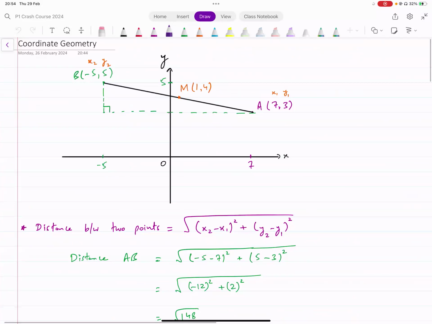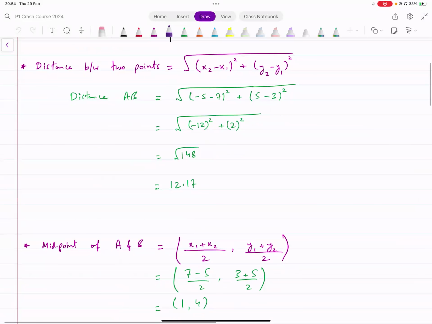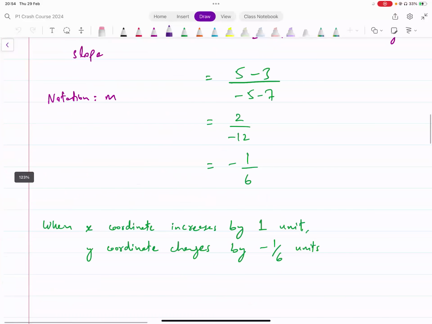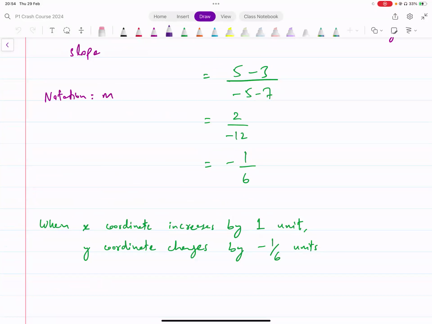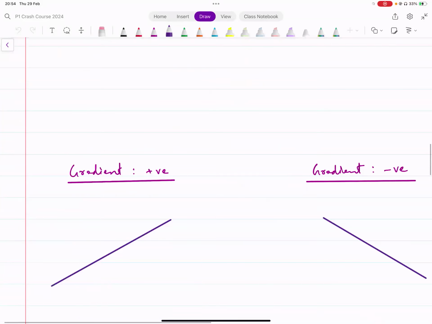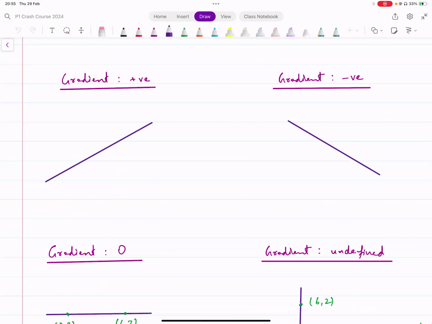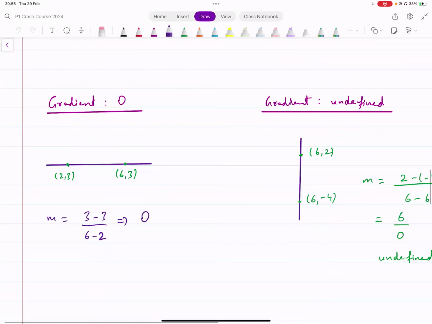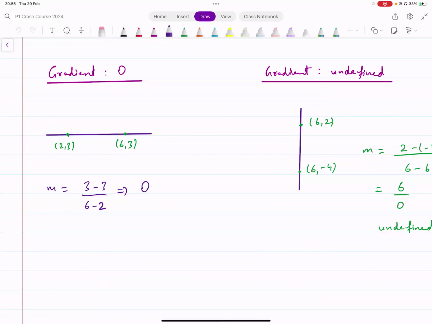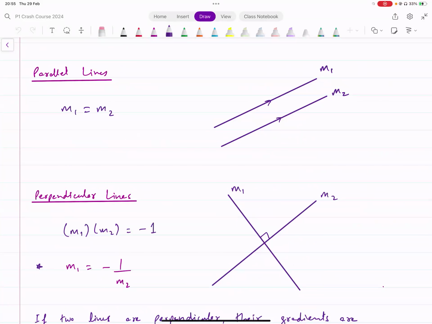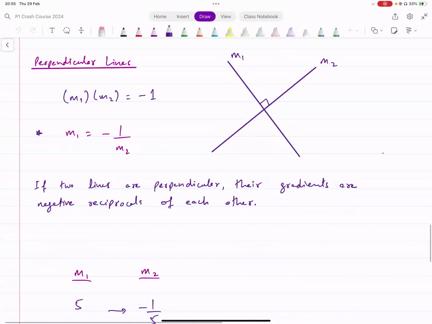We started with these basics: how to represent points on coordinate axes, how to find distance between 2 points, midpoint of 2 points, gradients. What we understood was what the gradient, the number given by gradient, means. Then we talked about what a positive gradient line looks like, what a negative gradient line looks like, what the gradient of a horizontal line is, what the gradient of a vertical line is. Parallel lines have same gradient. Perpendicular lines have gradients that are negative reciprocals of each other.